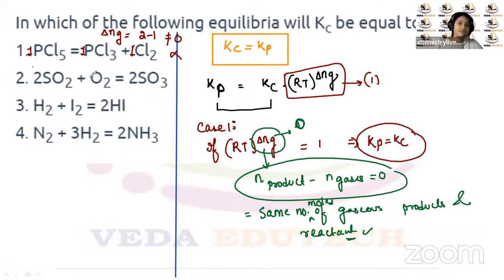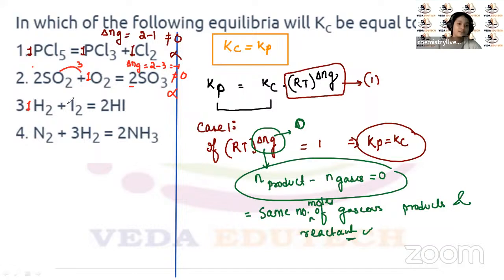This is 2 here. This is 1 here. So this total is 3. This is 2. So this will be 2 minus 3, which is minus 1. So that is also not equal to 0. Yes. So this is also not going to be the case.